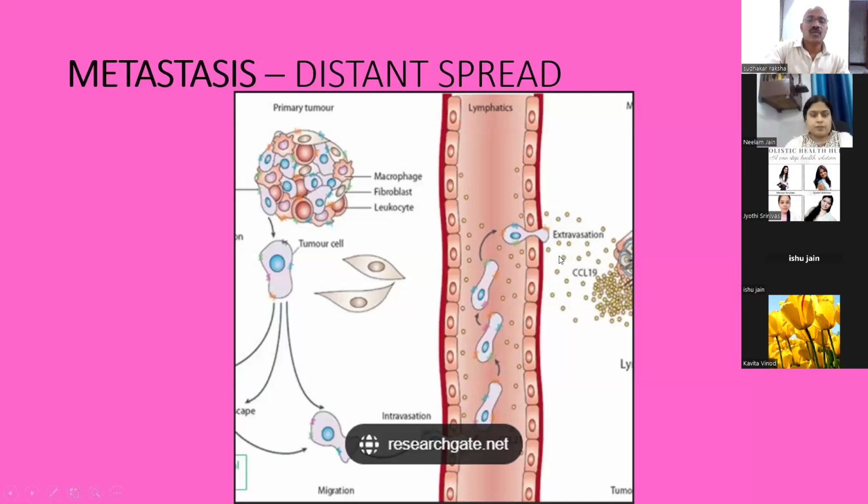The blood vessels are dilated. And this is a male breast carcinoma. Very rare. Very rarely do we see a male breast carcinoma. So why do the cancer cells move to other places?